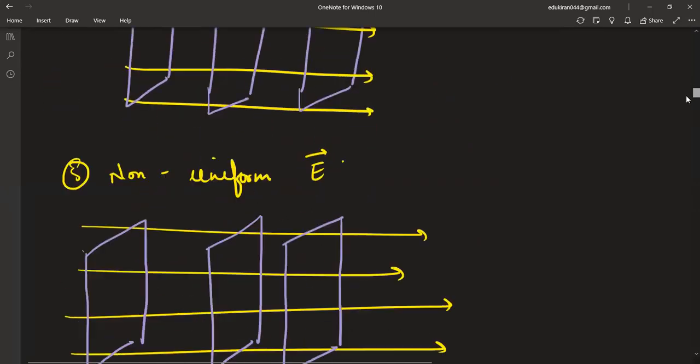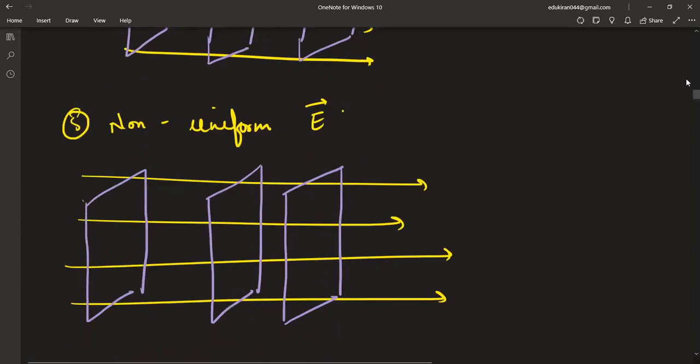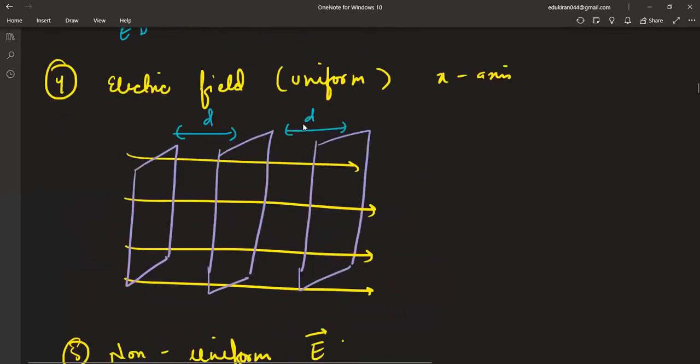regarding uniform and non-uniform electric field. If you have a uniform electric field, then equipotential surfaces are drawn at the same separation. This is D, so this will also be D. Then again D, then again D, like this. And for a non-uniform electric field, this separation is D, so this separation will vary. For a non-uniform electric field, the electric field is variable, and where the electric field is uniform, the separation is the same.